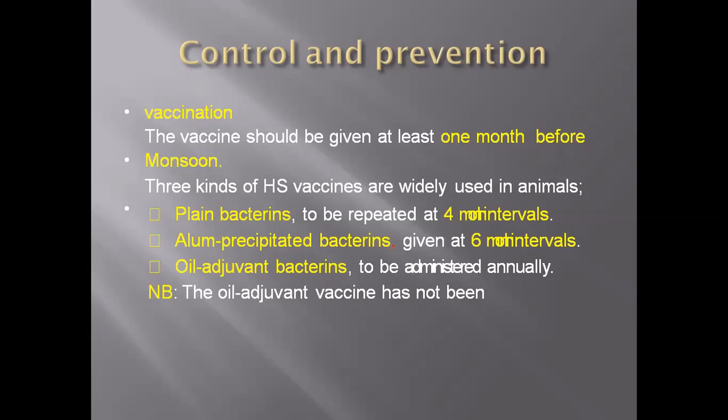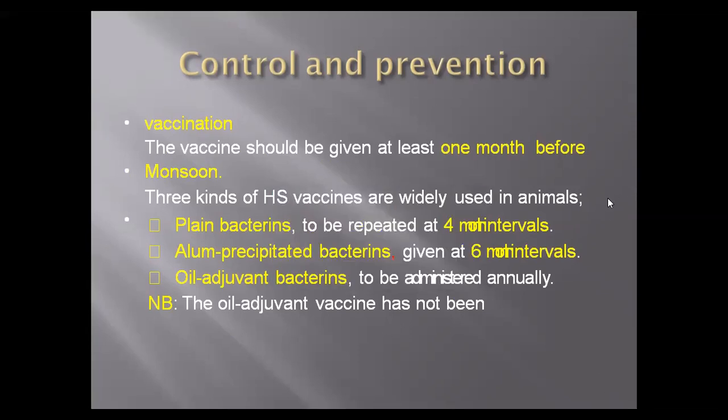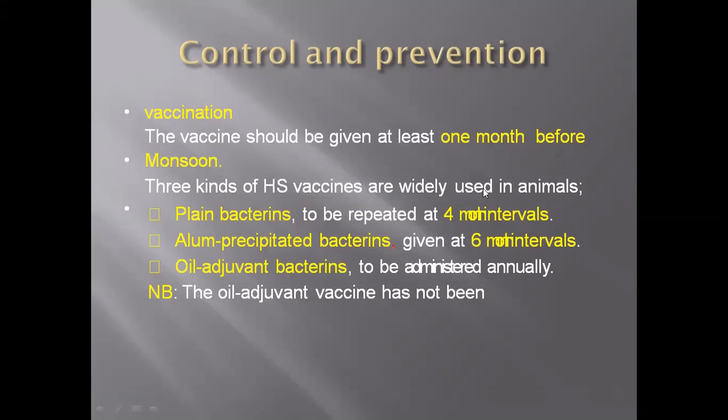And there are three kinds of vaccines which are used. The first one are the plain vaccines, and they are repeated after every 4 months. Similarly, alum precipitated vaccines contain the adjuvant alum, and they are given at the interval of 6 months. Similarly, another type of killed vaccine is the oil adjuvant vaccines, and they are given once annually. So you have to remember these three types of killed vaccines, which are mostly used to control this disease, and these vaccines are easily available in Pakistan.